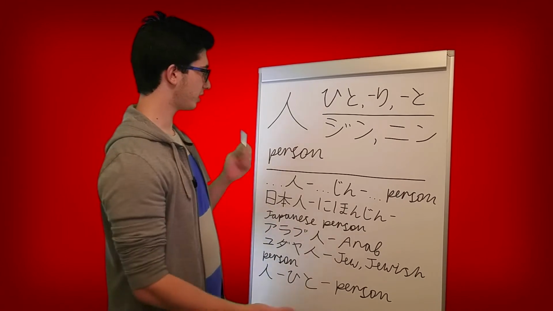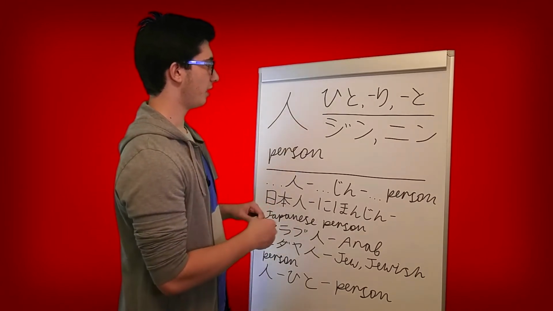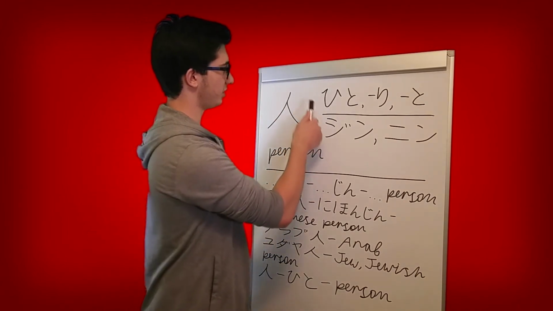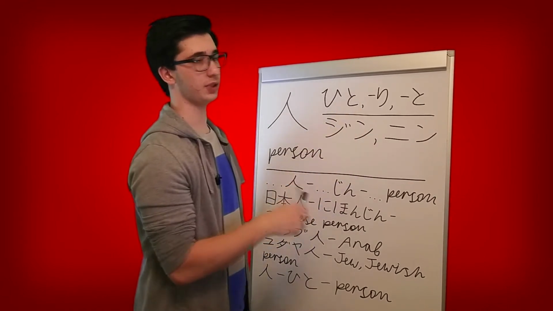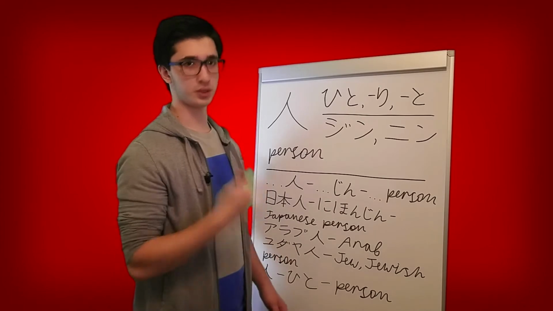Who's that kanji? It's person. So we're going to look at the kanji for person. The kunyomi for this kanji is hito. It can end in ri, like for example, hitori, futari, which means one person, two people.